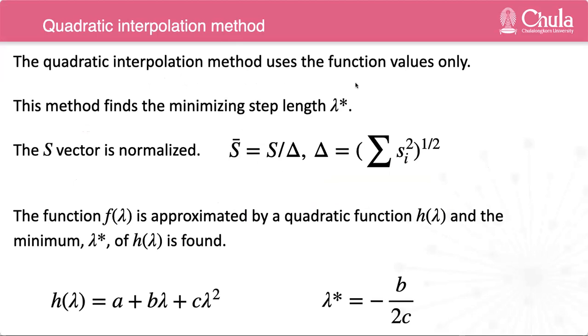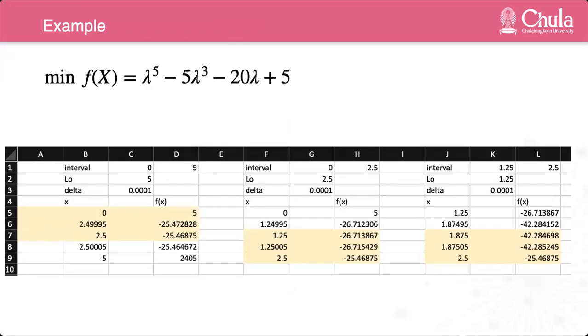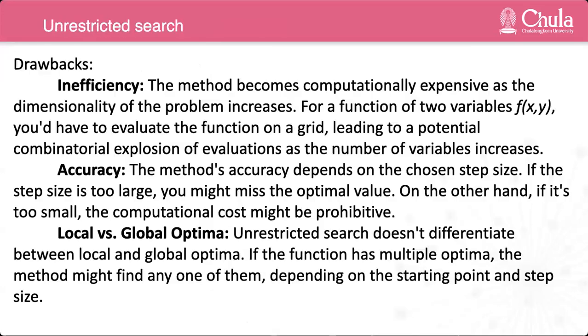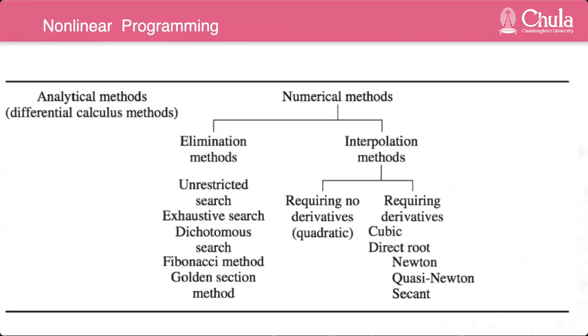Okay, then we move to the next one, the quadratic interpolation method. This algorithm belongs to the interpolation algorithms, not the elimination algorithms. I showed you at the beginning that we have elimination methods and interpolation methods. For elimination methods, of course, you have an area of interest and then you eliminate some part out. But for interpolation methods, you start from one point and then you interpolate to obtain a new point.